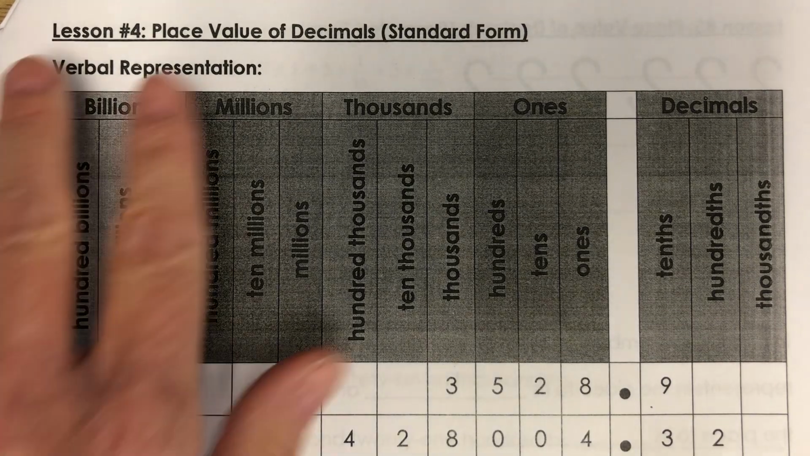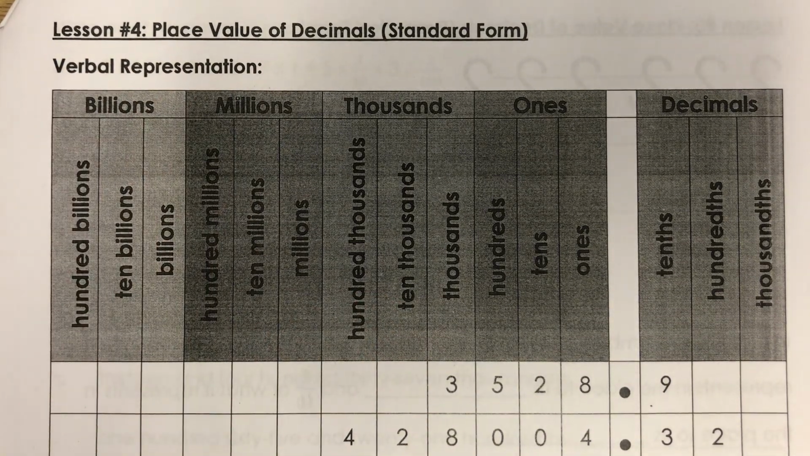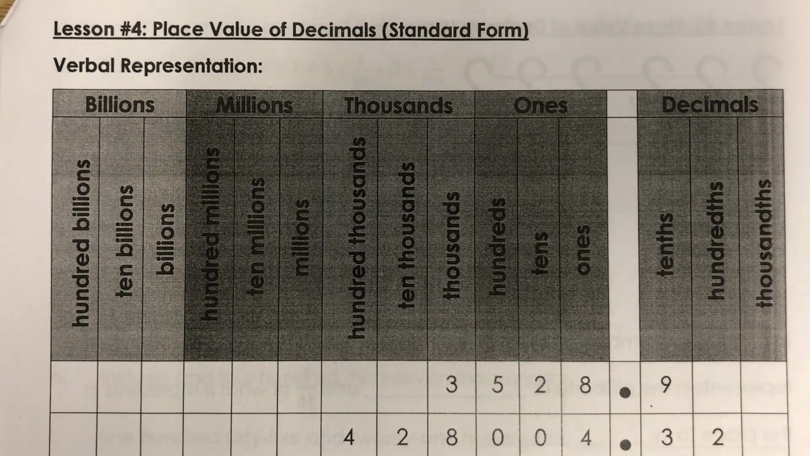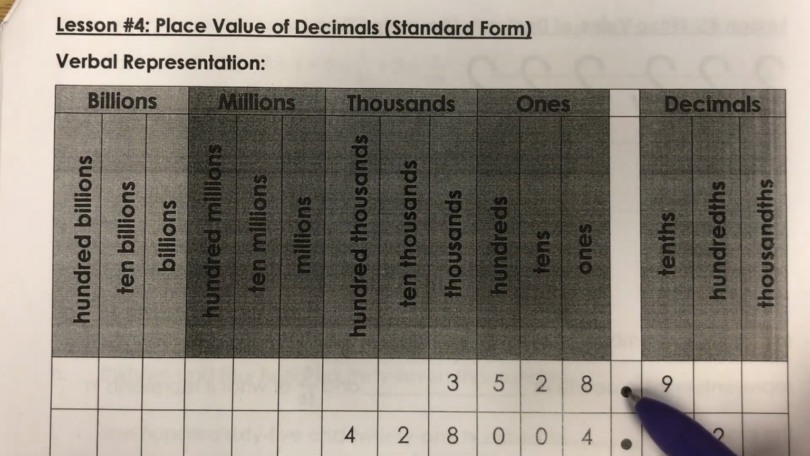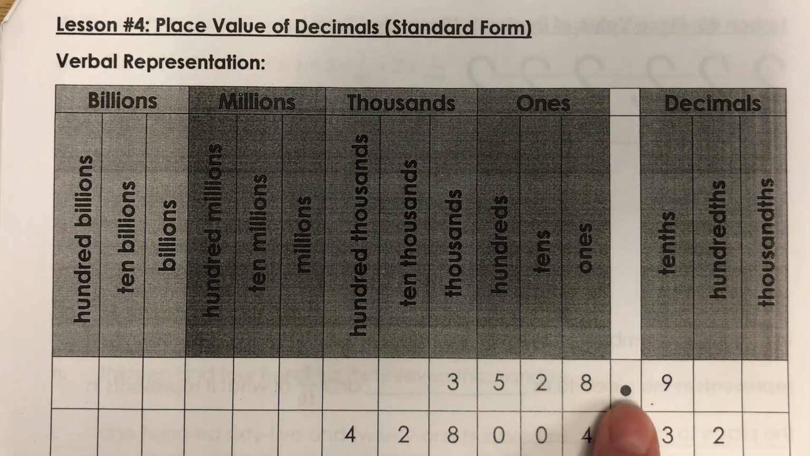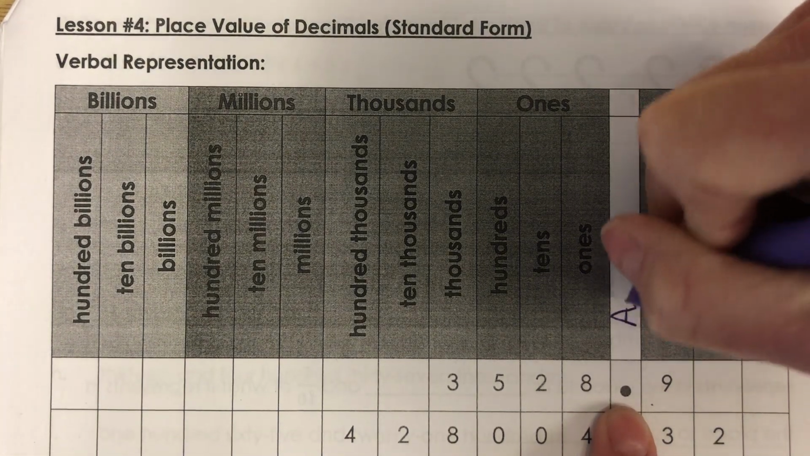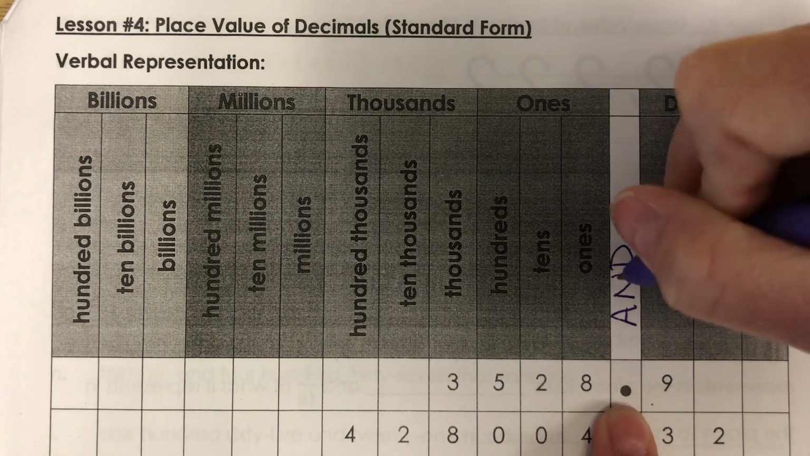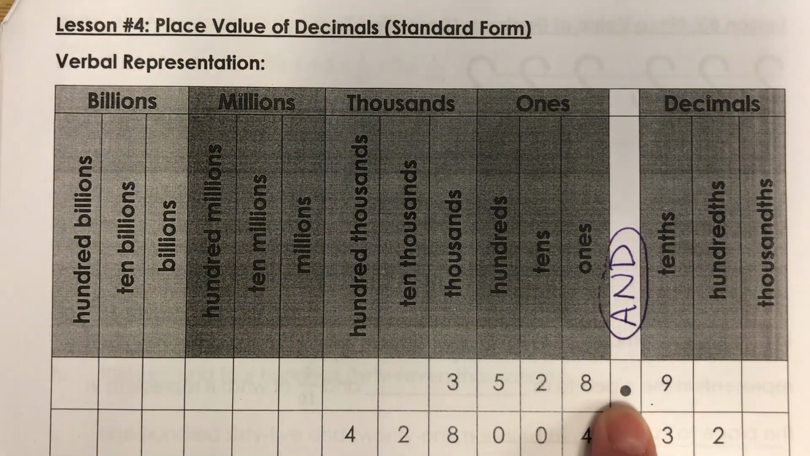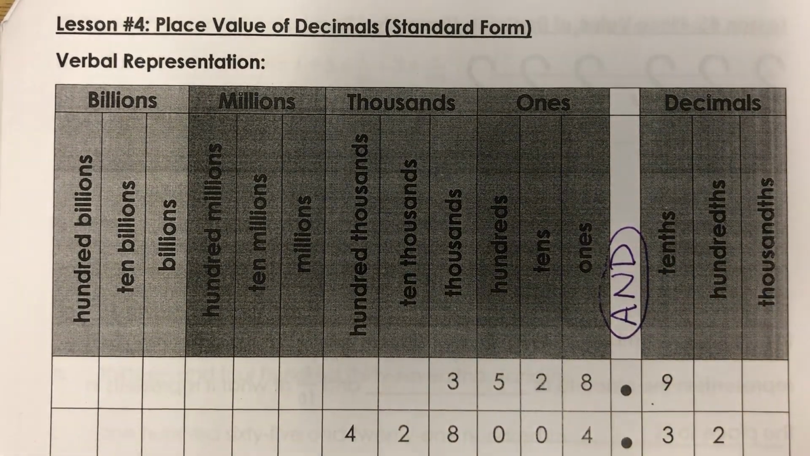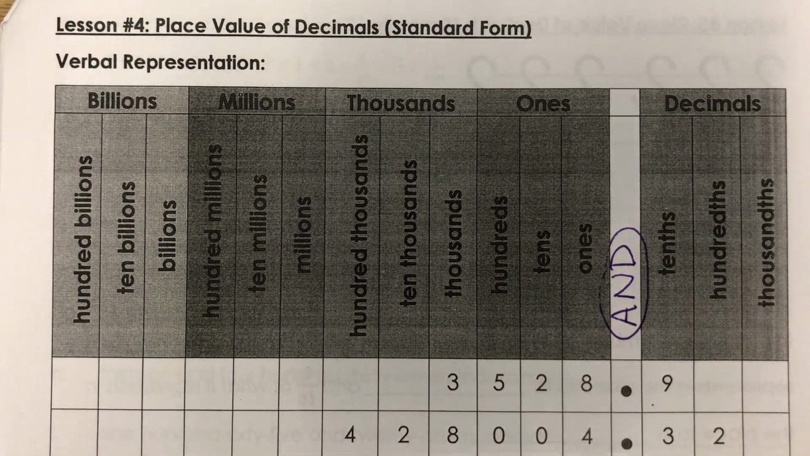All right, first off, verbal representation. Again, verbal representation just means how to say it. And the first thing you need to know is that when we have a decimal value, when you see that decimal point, you don't say decimal point, you say the word and. So right here, I want you to write the word and. Every time you see that decimal point, you write the word and. If you don't see a decimal point, you don't say the and. We talked about that quite a bit in class.